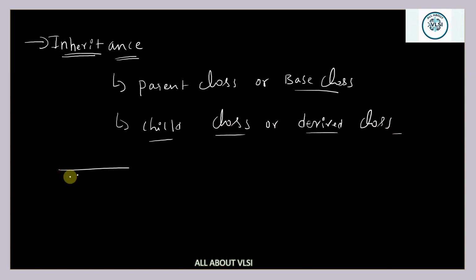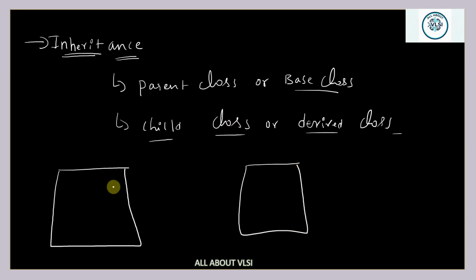We are going to get the properties or the methods from our parent class. So this is our parent class and this is our child class. The child class will have all the rights to access the properties and the methods which are present inside the parent class. That is nothing but inheritance.